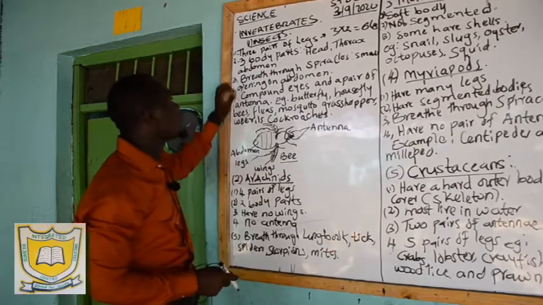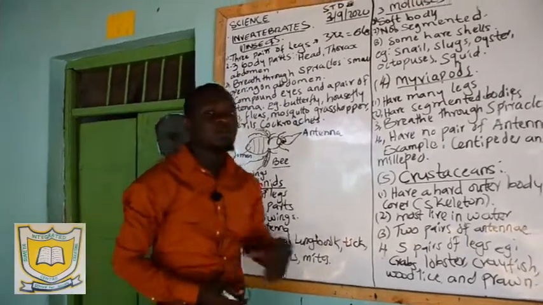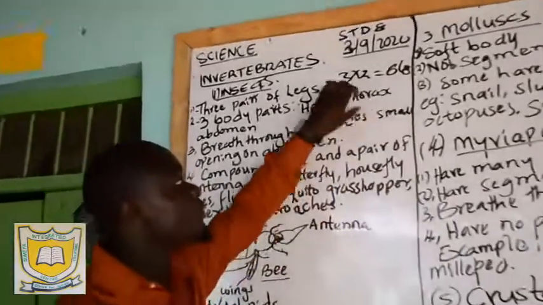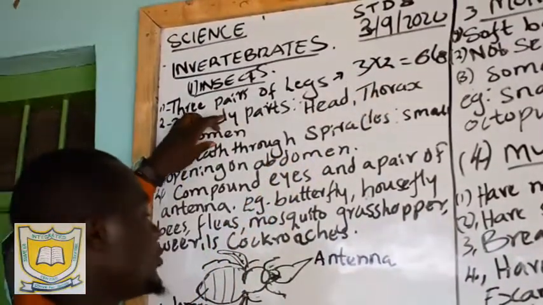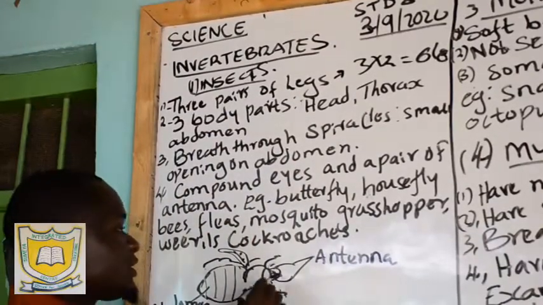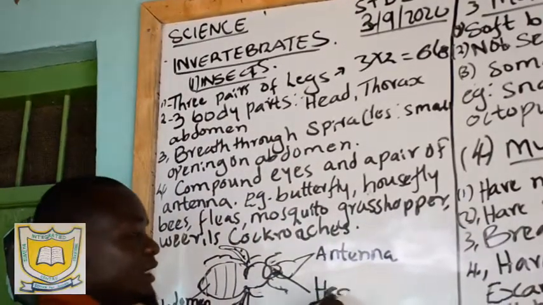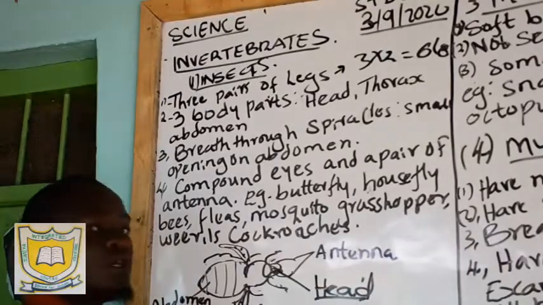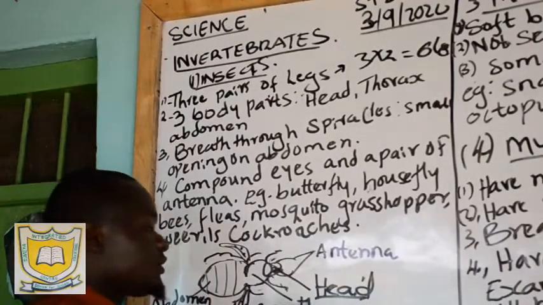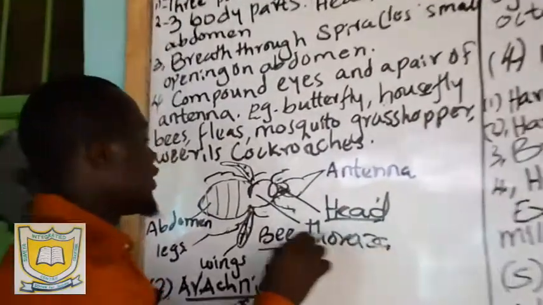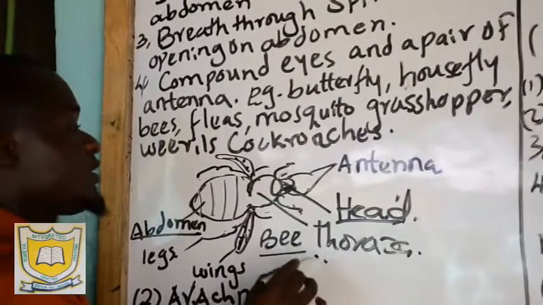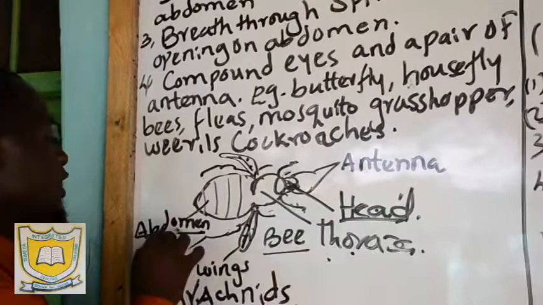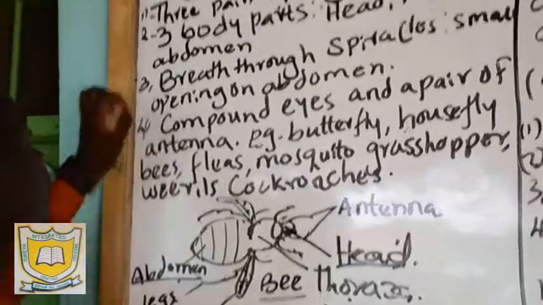Number 2, insects have 3 body parts. Number 1, it has a head. Number 2, it has what we call the thorax, and number 3, it has what we call an abdomen. So those are the 3 body parts: a head, a thorax, and an abdomen.